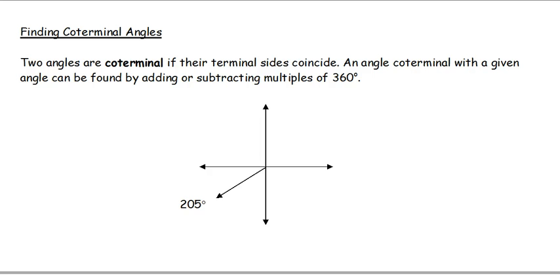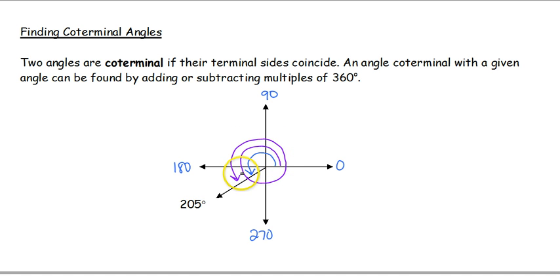So for example, I have 205 degrees that was already graphed for me. We start at 0, we have 90, 180, 270. I want a coterminal angle, one that is positive and one that is negative. If I started at 0 and I stopped there at 205 degrees, that was the given angle. Now I want to find a positive coterminal. A positive coterminal says, okay, I get to 205, I'm going to keep going.